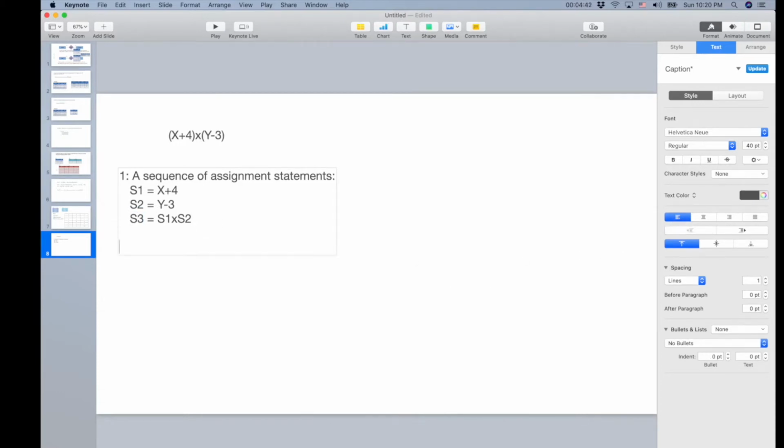Besides this, we can also represent it as an expression with multiple operators. It will be the same as the one we show here. Okay, this is the second way. The third way we can represent it is using a tree. I hope you learned this from discrete mathematics.